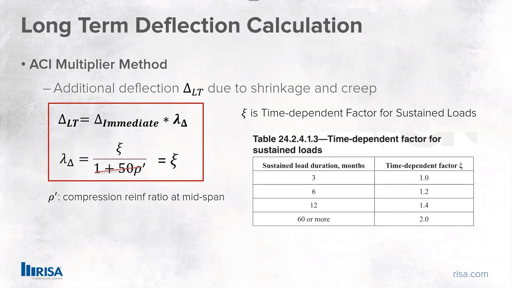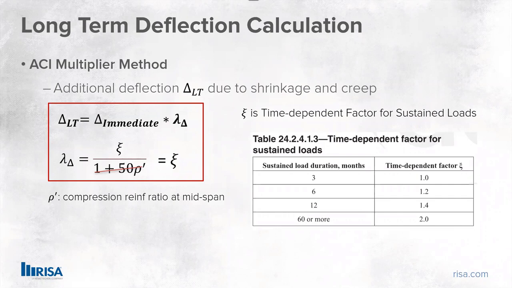If you look at these equations in the red box, your delta LT, which stands for the long-term deflection, will be equal to your delta immediate times the factor lambda delta. The delta immediate will be your immediate deflection due to your sustained load. And then we multiply by a factor to calculate the deflection due to the long-term factors. The lambda delta will be equal to psi divided by 1 plus 50 rho prime.